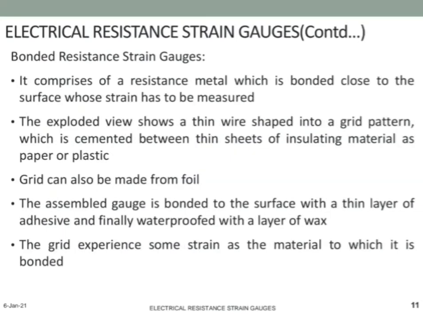The next one is bonded resistance strain gauges. It comprises a resistance metal which is bonded close to the surface whose strain has to be measured. The exploded view is shown in the next slide. The thin wires or foils are shaped into a grid pattern which is cemented between thin sheets of insulating material such as paper or plastic. The assembled gauge is bonded to the surface with a thin layer of adhesive and finally waterproofed with a layer of wax. The grid experiences the same strain as the material to which it is bonded.